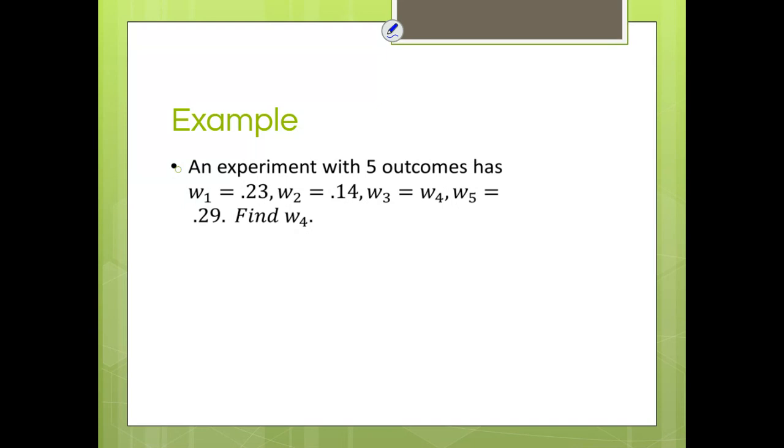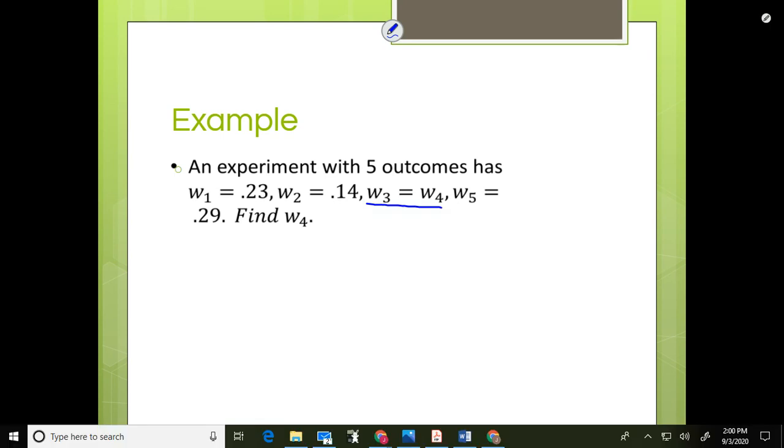All right. So an example using that. This is the one I was talking about. It's going to be kind of similar to those ones where we're finding a number in a set. So we have 5 outcomes. So W1, W2, W3, W4, W5. We're told some information. We know what W1 is. We know what W2 is. We know W3 and W4 are the same. And we're also told what W5 is. We want to find W4.